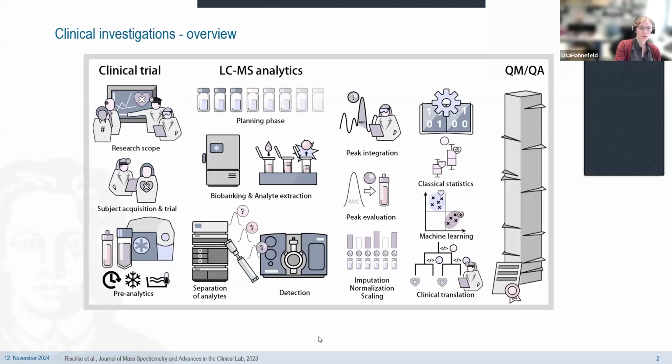So first, let me give you a short overview about clinical investigations. I mean, everyone who was involved in them probably knows that they can be quite complex and require expertise in many different areas. And today I want to focus on two specific problems, because I would say that the LC-MS analytics, probably most of you already have a solution here, maybe a Biocrates kit or your own assay.